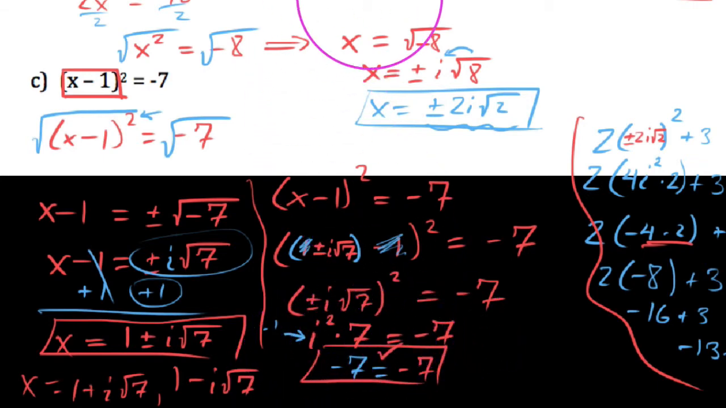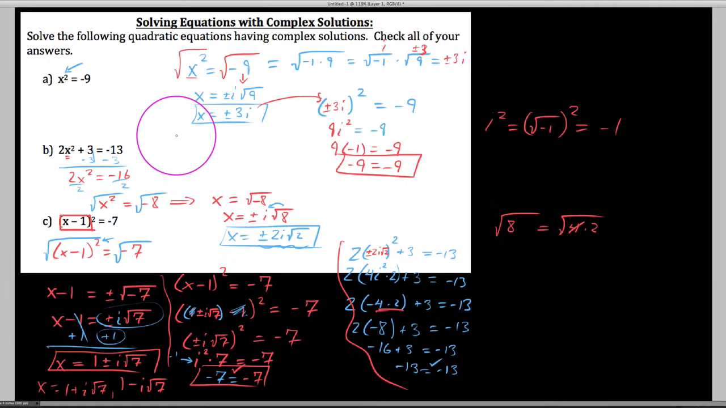Cool. So the thing to remember here is you're still going to solve equations the same way. It's just that if you take the square root of a negative, make what's in the radicand positive by putting an i out front first, and then reducing as you know how to do.